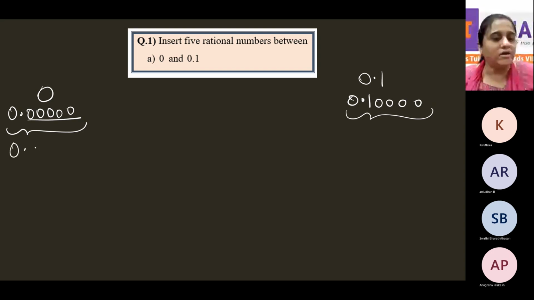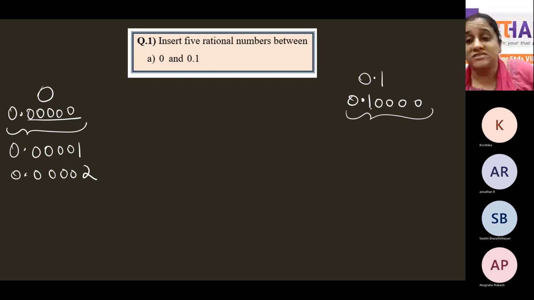So this is 0 point. You should maintain 5 digits, 4 zeros and then 1. Then 4 zeros and 2, like this. So this is 0 and this is 10,000. You can go up to 9,999. You can keep writing till there. So now do you understand that you can keep widening the space like this and insert so many rationals? That is why we say that there are infinitely many rationals lying between two rational numbers.